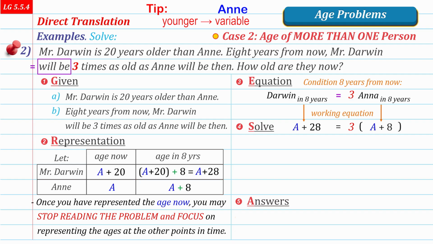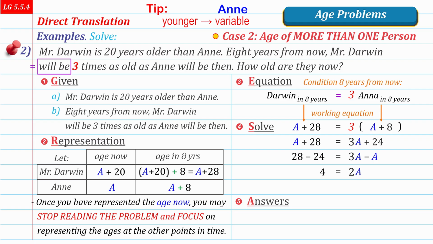Let's solve. First, distribute 3 on the right side. 3 times A is 3A, and 3 times 8 is 24. Next, we gather all the variables and constants. Subtract A from both sides, or we simply transpose A to the right side, and subtract 24 from both sides, or we simply transpose 24 to the left side. On the left side, we have 28 minus 24. On the right side, we have 3A minus A. Simplifying, we have 28 minus 24 is 4, and 3A minus A is 2A.